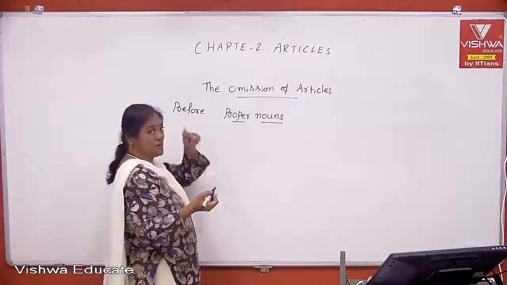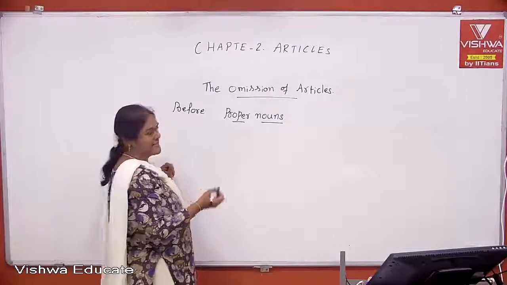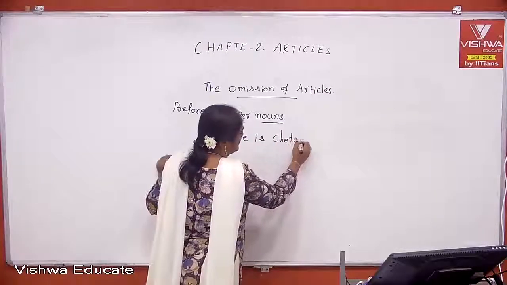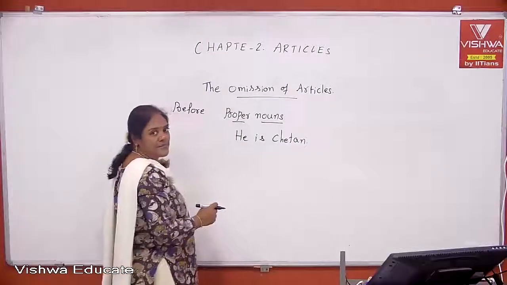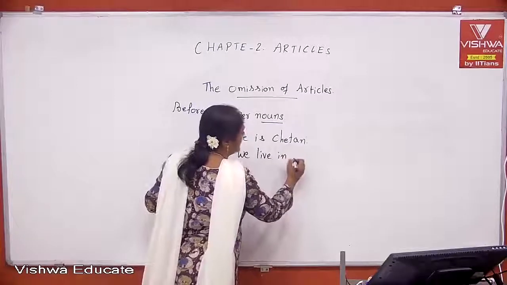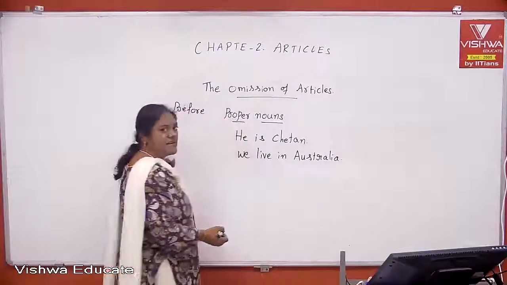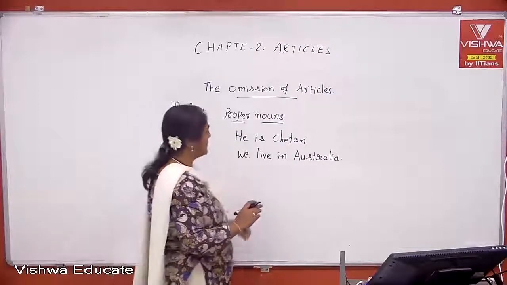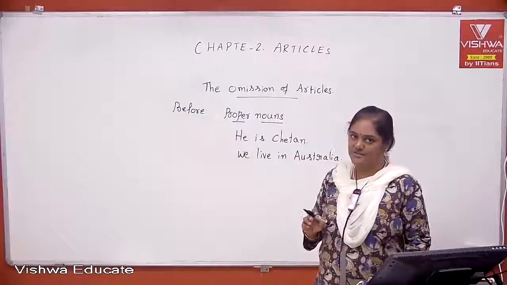We have learned in chapter 1: names of persons and names of places. Example, he is Chetan. No article before it. We live in Australia. Name of the place. No article before it. Okay? So, we don't use articles before proper nouns.